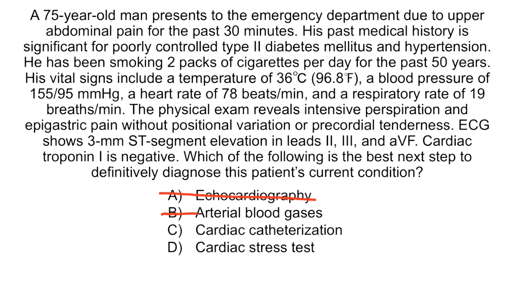Option A and B are incorrect because although echocardiography and arterial blood gases are usually done in patients with suspected myocardial infarction, they cannot definitively diagnose acute coronary syndrome. Finally, option D is incorrect because cardiac stress test is used to screen patients for stable angina. However, it is not used in patients with suspected acute coronary syndrome because a cardiac stress test can exacerbate the patient's symptoms. Additionally, even if this particular patient had a negative stress test, it would not make us confidently exclude the acute coronary syndrome. Therefore, he requires urgent cardiac catheterization.